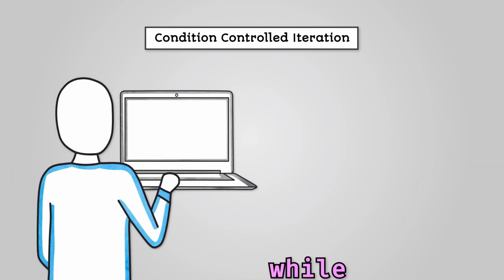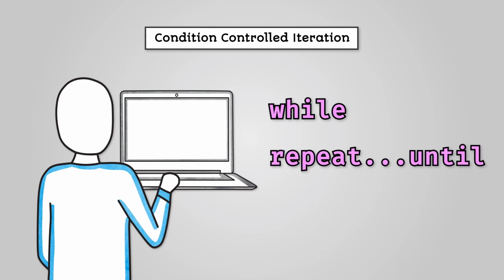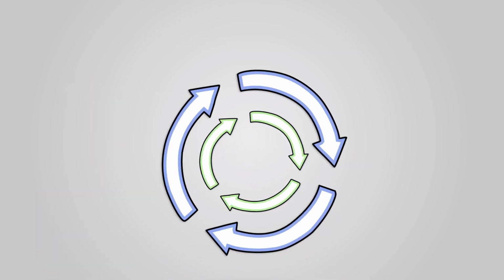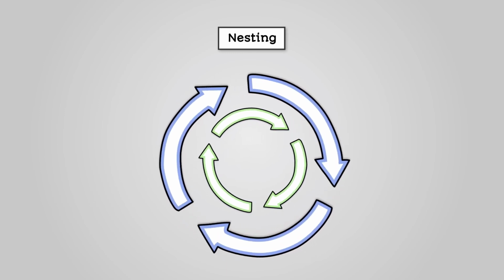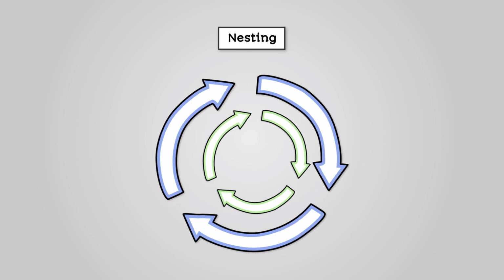At the start, you will use a while loop. At the end, you use a repeat until loop. Python does not support repeat until loops. The break command allows you to end loops early. If you have one loop inside another, it is called nesting. When you nest a loop, the inner loop runs to a finish before the outer loop runs once more.